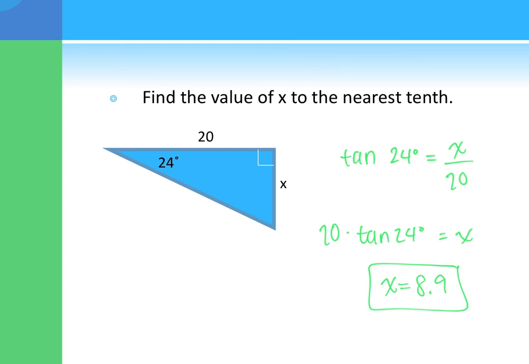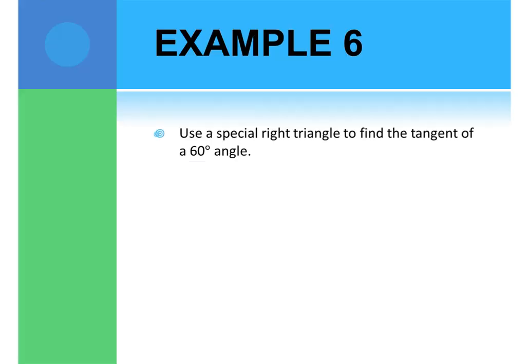Did we not get that? I got 0.8. Did you multiply it by 20 though? I agree, the tangent of 24 should be like 0 point something. But then if you multiply it by 20, you should get 8.9. You didn't get that either? No, I got it. Oh, you got it? Okay.